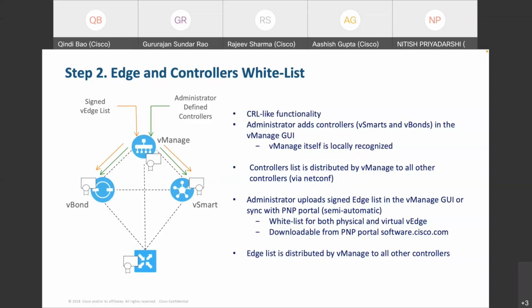Once the WAN edge list is in vManage, you can push it to all other controllers. It can be done when it's uploaded to vManage, or you can divide it into 2 steps. Step 1 is just upload the list, and step 2 is manually send it to all controllers. Okay, let's move on.